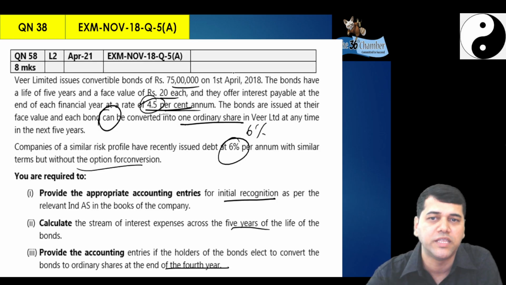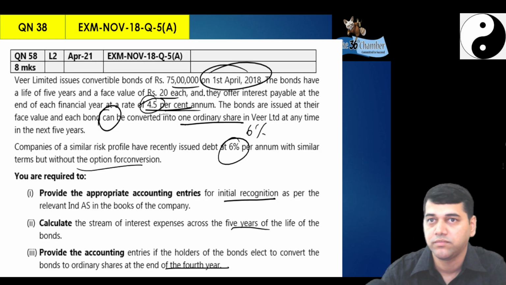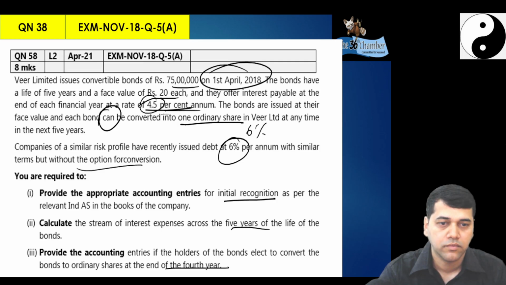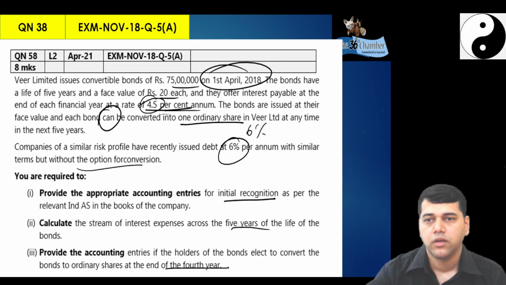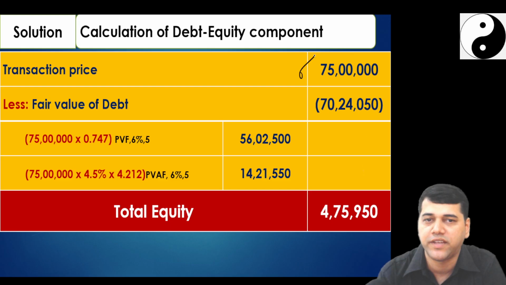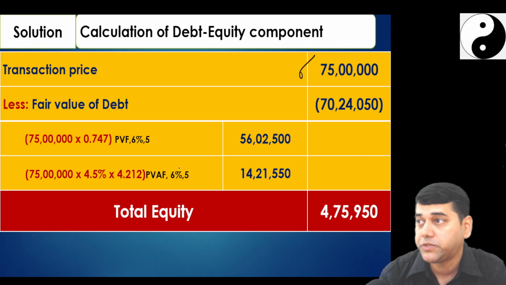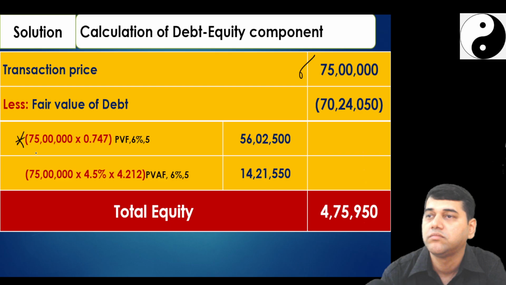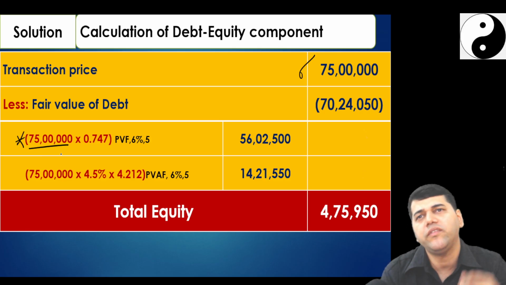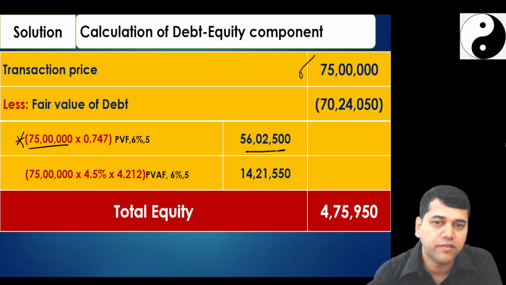They have issued it on the 1st April only. Actually, it is a repeat of the previous question. Students, you can pause the video and do it again. The first step is the calculation of the debt and equity components, same as before. Transaction price is 75 lakhs. Now it is optionally convertible, correct? So you don't have any control over the principal, which they may opt at any time. Since we can't say when, we will assume the next 5 years. So I get the present value of the principal as 56 lakhs 2500.